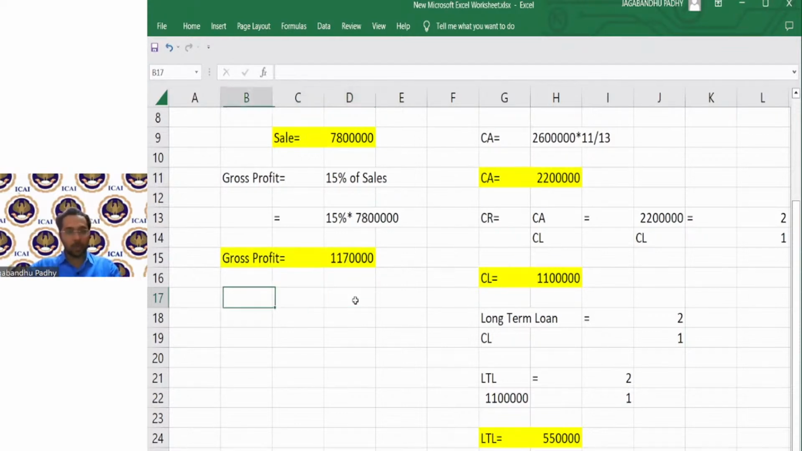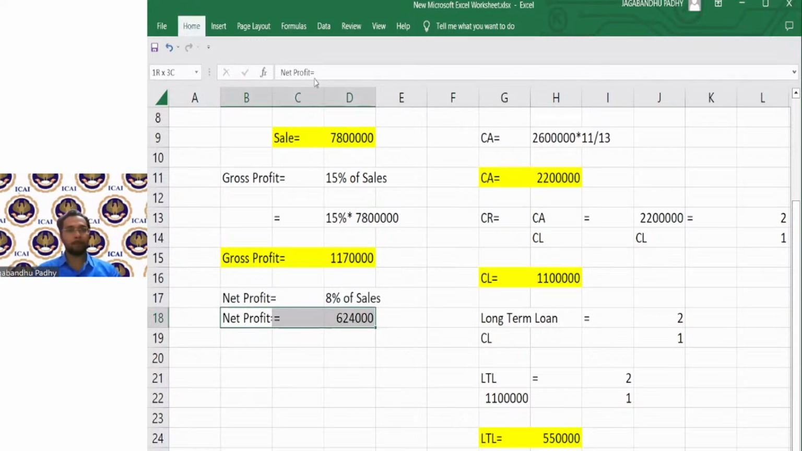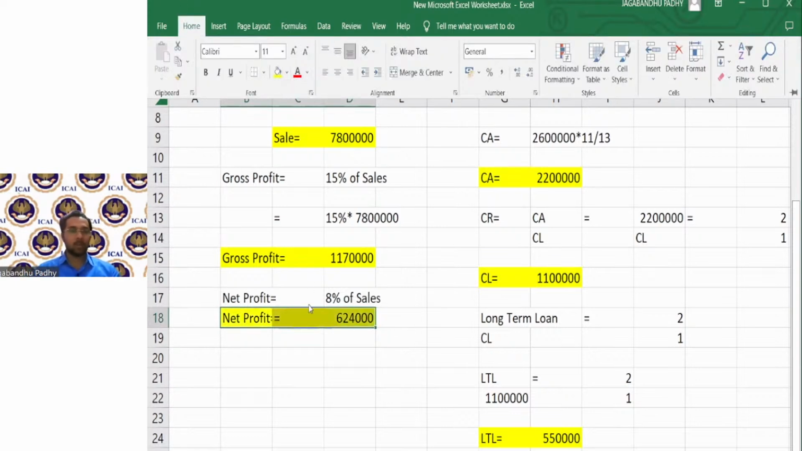Net profit is stated to be 8%. So we can compute the net profit also easily. Net profit is 8% of sales. That 8% multiplied with the sales which you have got, right? So we got this net profit, right? We got the gross profit, we got the net profit.